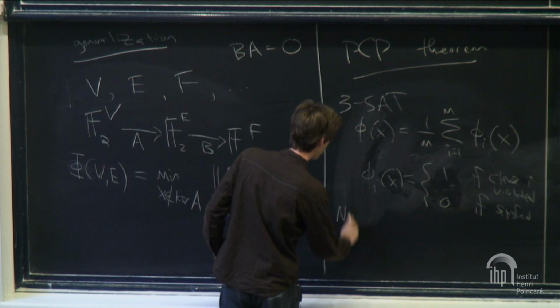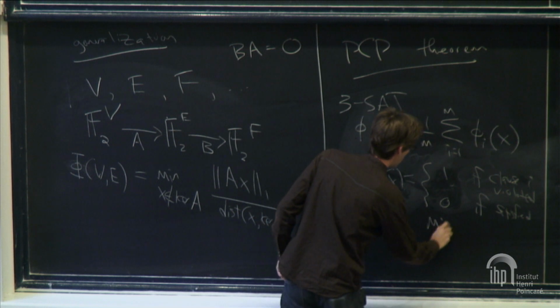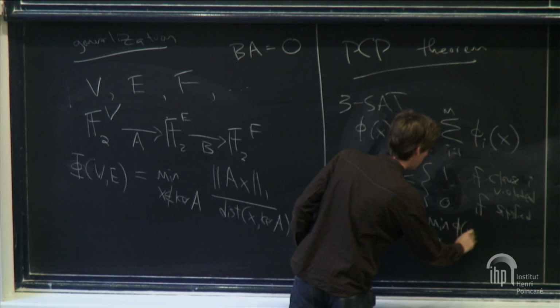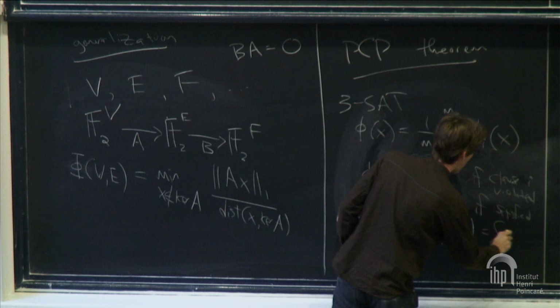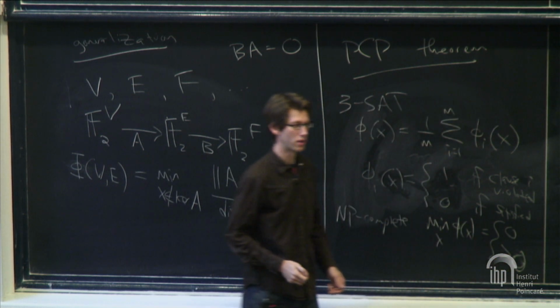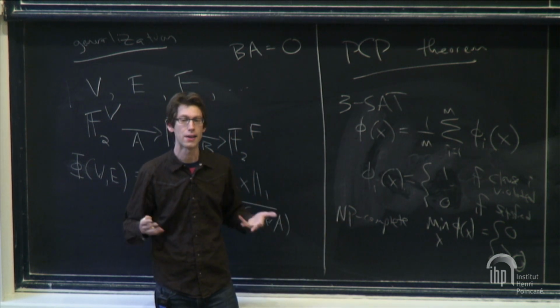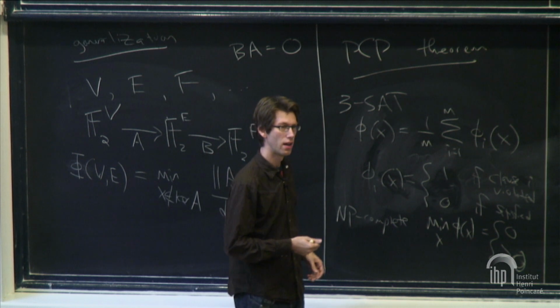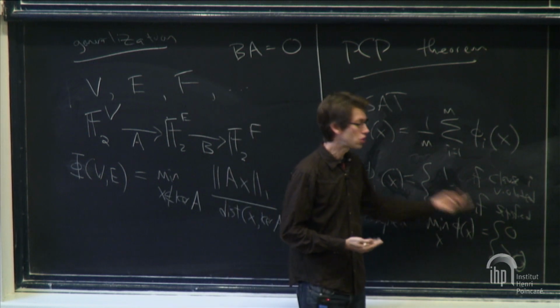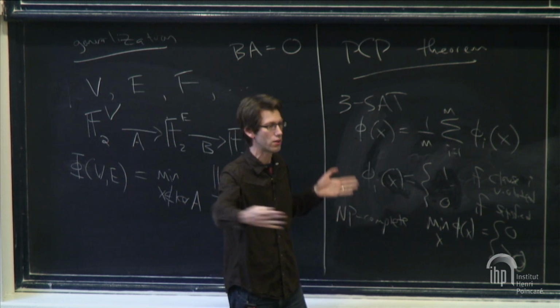And it's NP-complete to determine whether this minimum is either equal to 0 or greater than 0. In other words, does there exist an x which satisfies everything? That's the classic NP-complete problem. And you can see, to check whether something satisfies everything, at least naively, it looks like you just have to read all of the clauses.